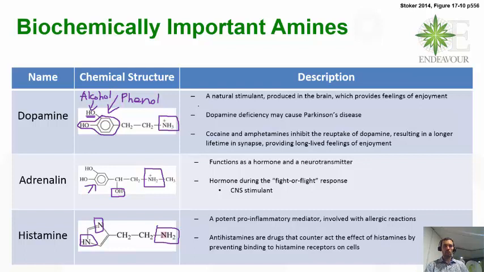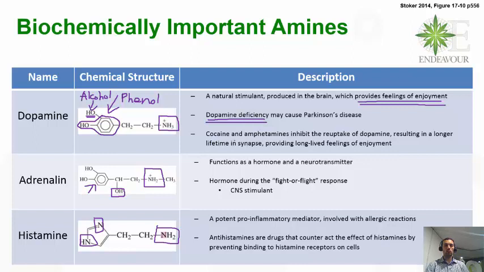So dopamine is actually a neurotransmitter, and it's a stimulant that's produced in the brain, and it actually provides feelings of enjoyment. So there's a couple of ways that the dopamine can actually be interfered with. So for example, in Parkinson's disease, one of the consequences here is actually a deficiency in dopamine. So that's part of what's happening in Parkinson's disease.